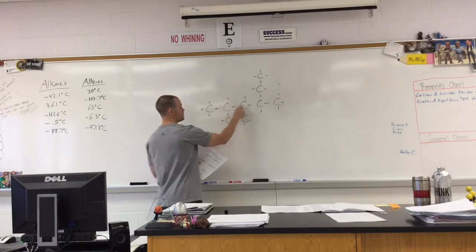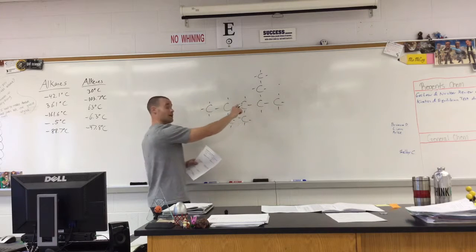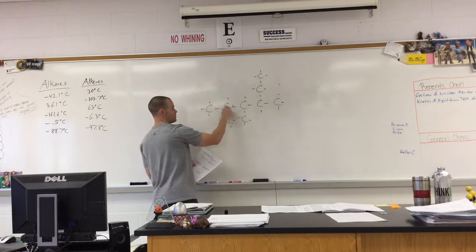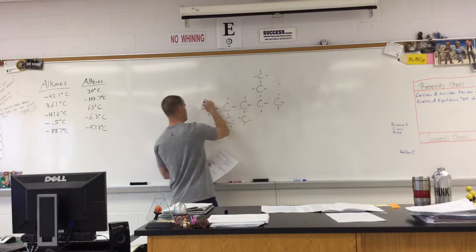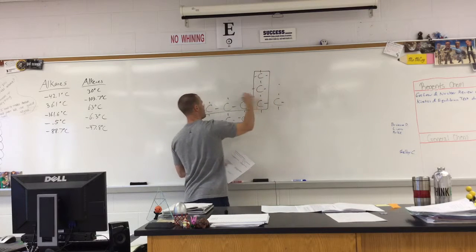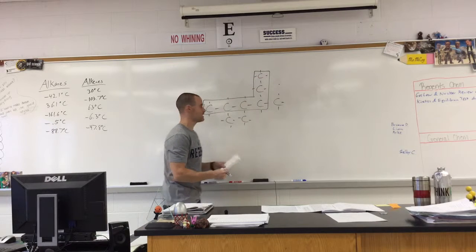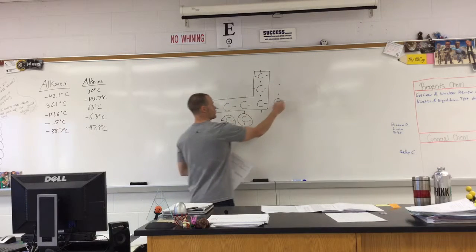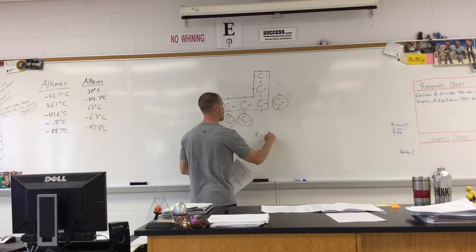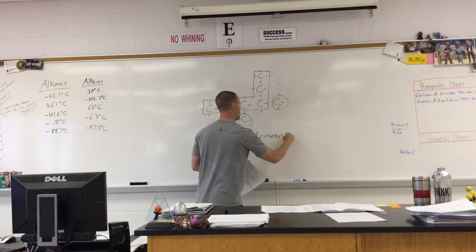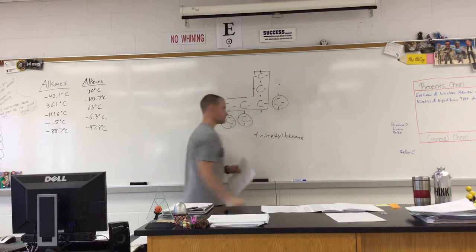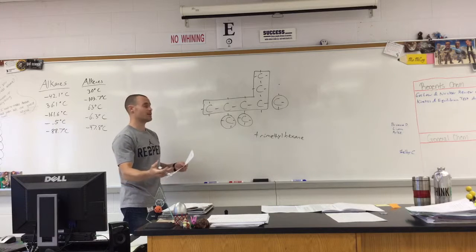So let's see, 1, 2, 3, 4, 5. That appears to be the longest, but it isn't. 1, 2, 3, 4, 5, 6. So my longest chain pops up here. So that's hexane. 1, 2, 3, 4, 5, 6. And then I have 3 methyl groups, so it's going to be trimethylhexane. Now we just have to number it.